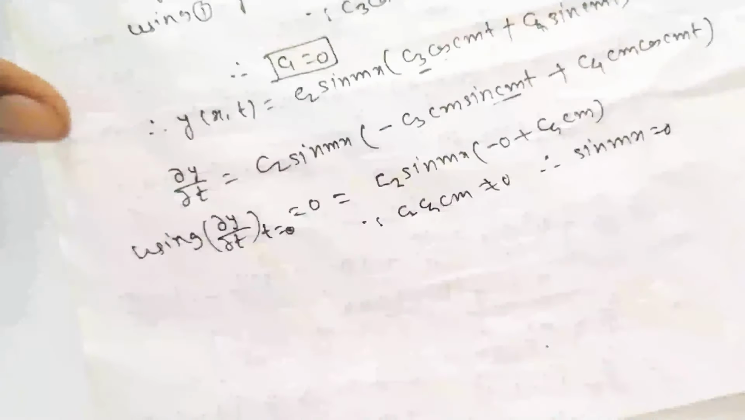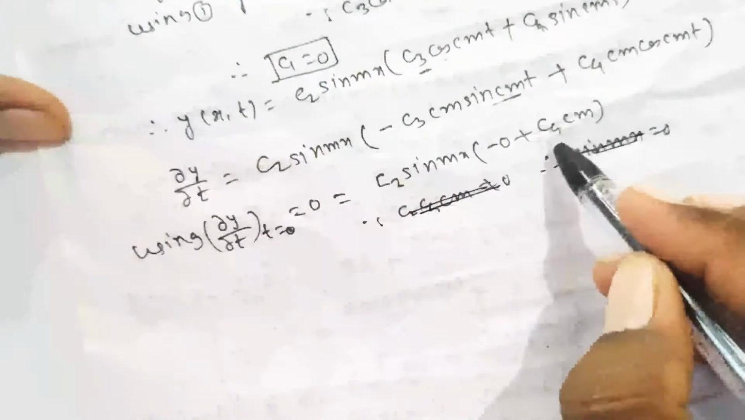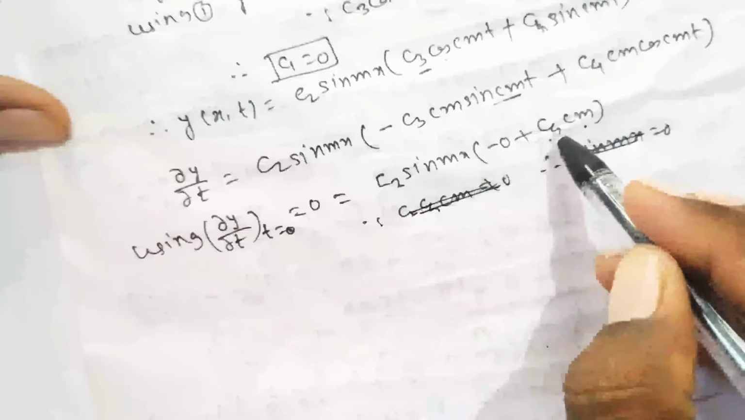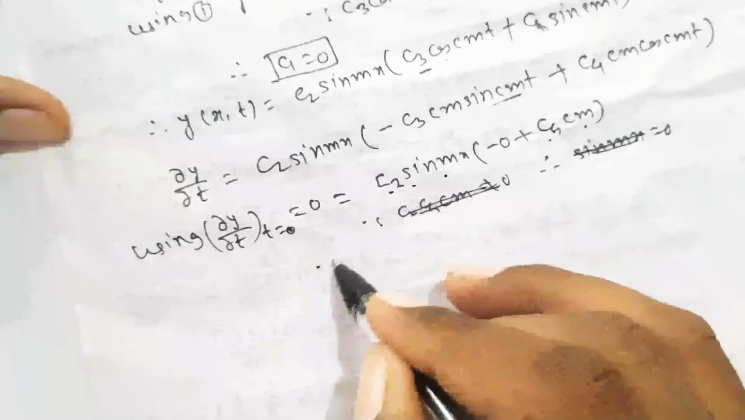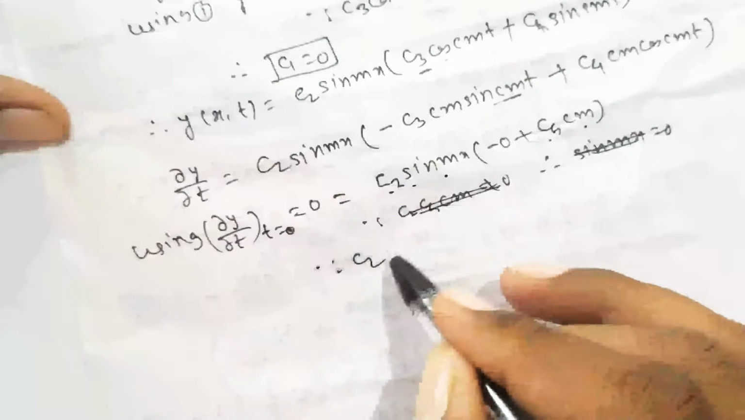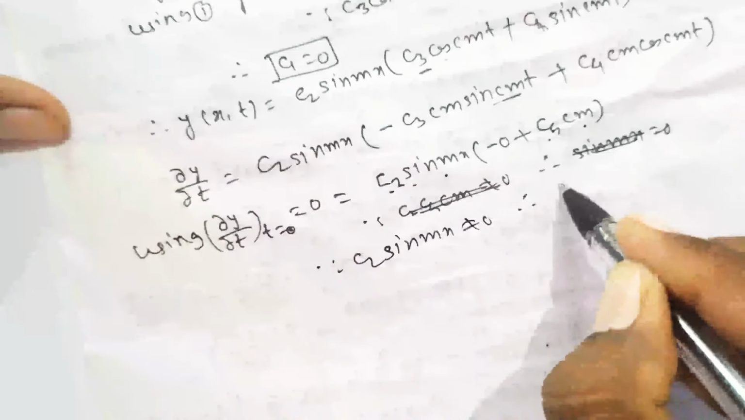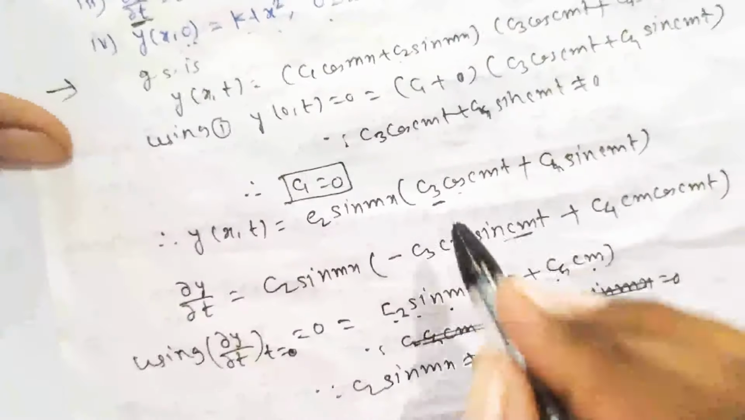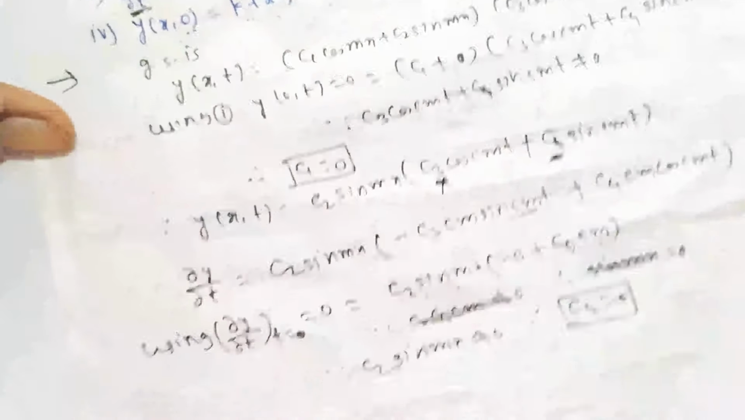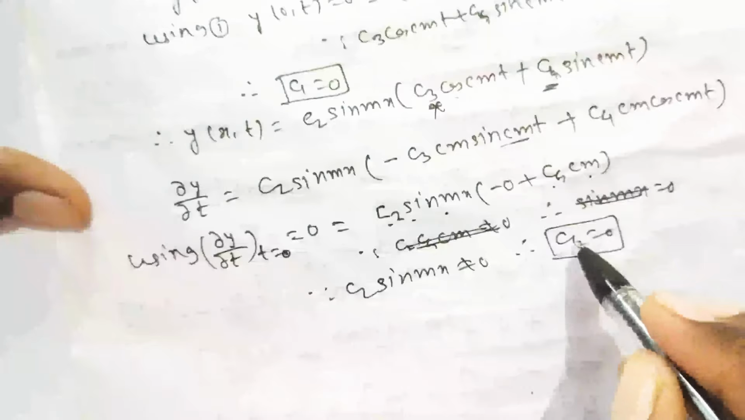Sorry, here this c2 c4 is not equal to 0, no, c2 cm, this is c4. So c2 sin mx, because this total term is equal to 0, so c2 sin mx is not equal to 0, and therefore c4 equal to 0. Means we will get here next constant is c4, not c3, this c4. So in wave equation, c1 and c4 is always 0. Means using this condition, we have to find c4.